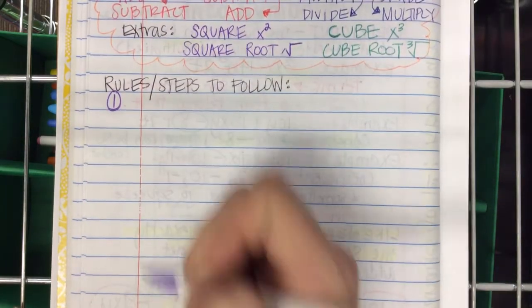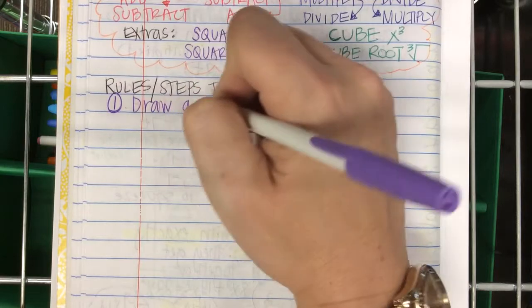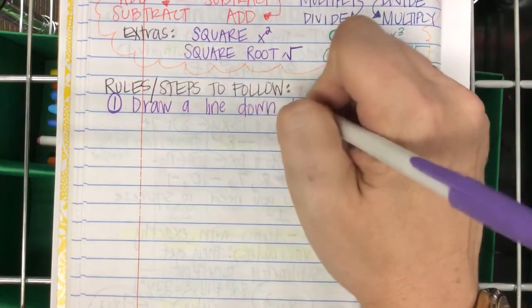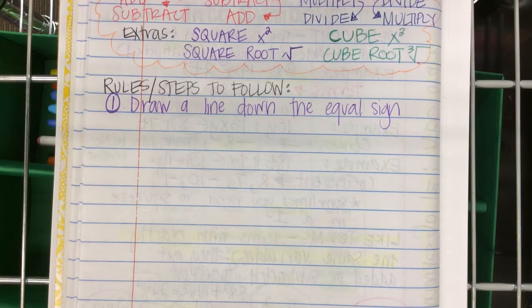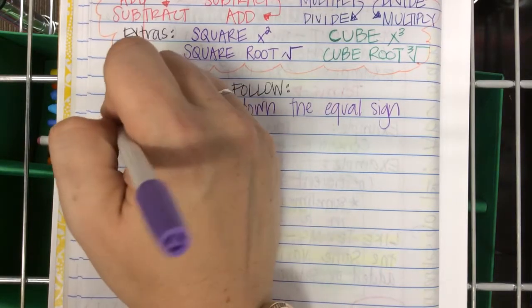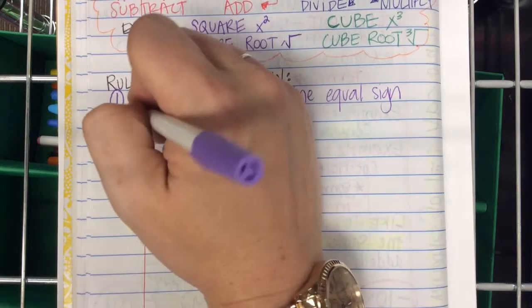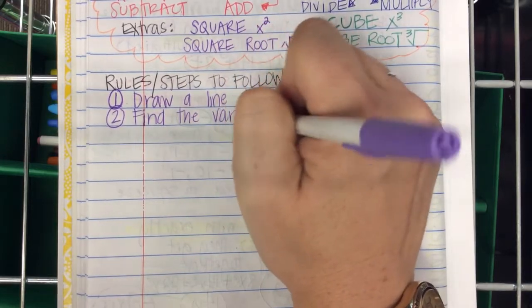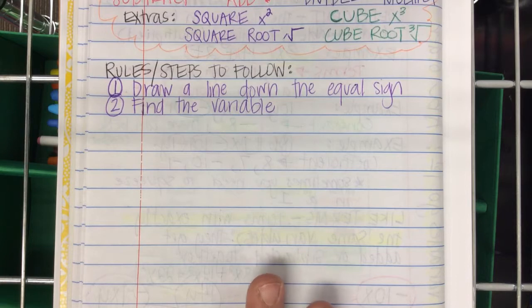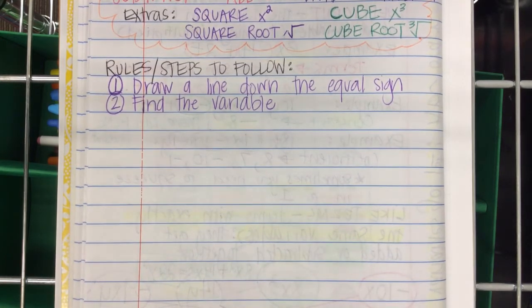The first step, draw a line down the equal sign. Step two, find the variable.